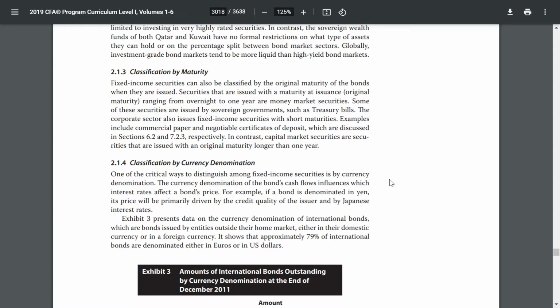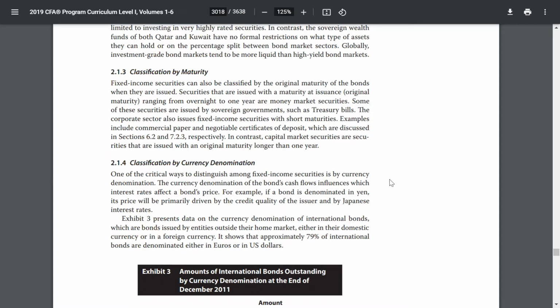Classification by maturity. Fixed income securities can also be classified by the original maturity of the bond when they are issued. Money market securities are issued with maturities at issuance ranging from overnight to a year. Some of these securities are issued by sovereigns, such as treasury bills. The corporate sector also issues fixed income securities with short maturities. Examples include commercial paper and negotiable certificates of deposit, which are discussed in sections 6.2 and 7.2.3 respectively. In contrast, capital market securities are securities that are issued with original maturity longer than 1 year.